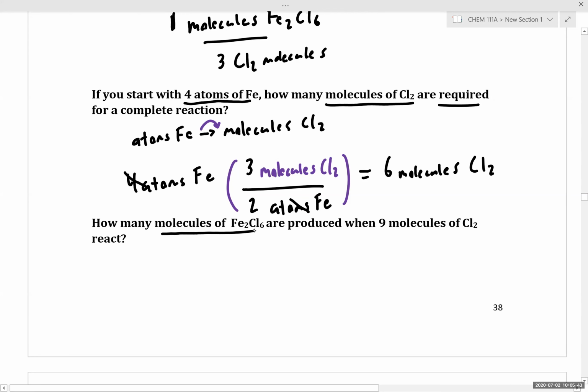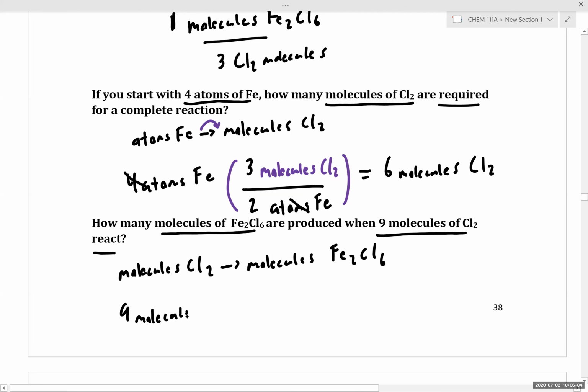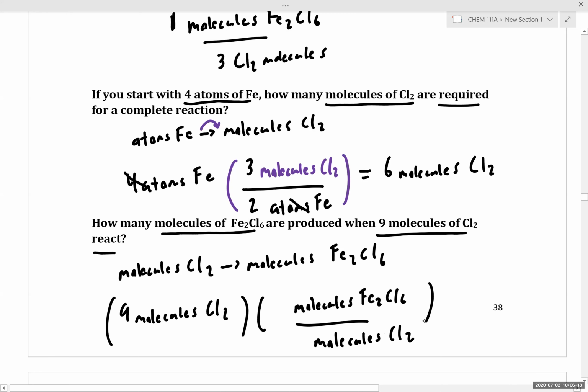How many molecules of product are produced when 9 molecules of chlorine react? So we're starting with molecules of chlorine, and we're trying to convert to molecules of product. So we have 9 molecules of chlorine. And my question to all of you is, how many molecules of product are produced per how many molecules of chlorine consumed? What's our mole to mole ratio?